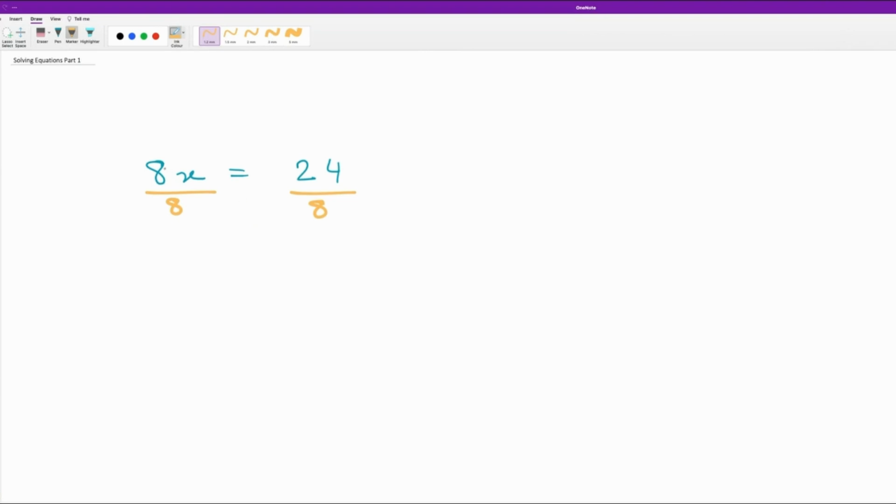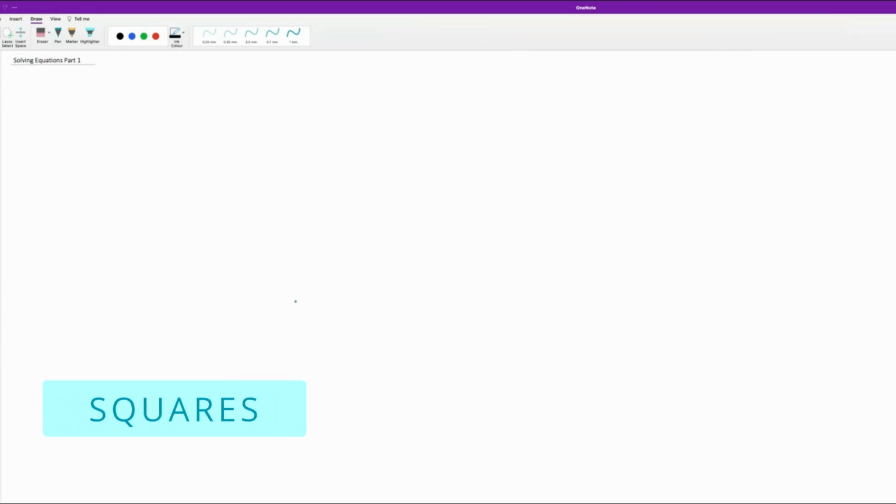From here, our multiplied by 8 and divide by 8 will cancel, giving us just x on this side. And on the other side, we will have 24 over 8. And then from here, we know that our answer will be x is equal to 3. Let's now move to the final type, and that is squares. Looking at squares, let's take, for example, x to the power of 2 is equal to 36.